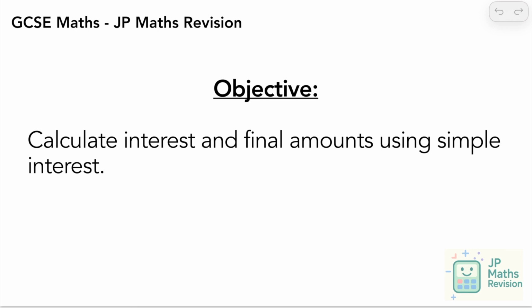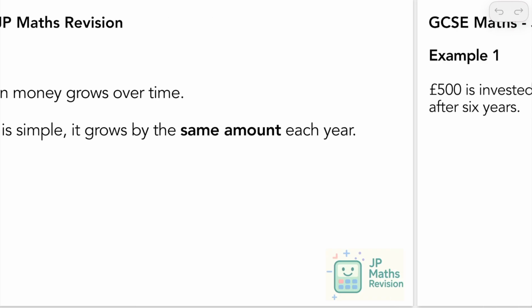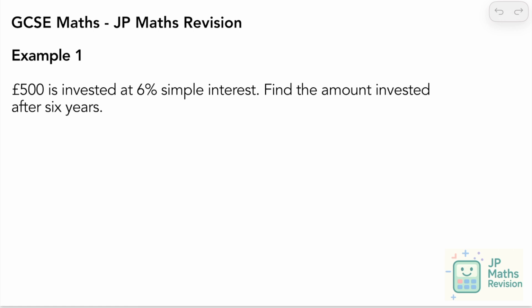So the objective here is to calculate interest and final amounts using simple interest. So the key idea: interest is when money grows over time. When interest is simple, it grows by the same amount each year. So here's an example: £500 is invested at 6% simple interest. Find the amount after 6 years.